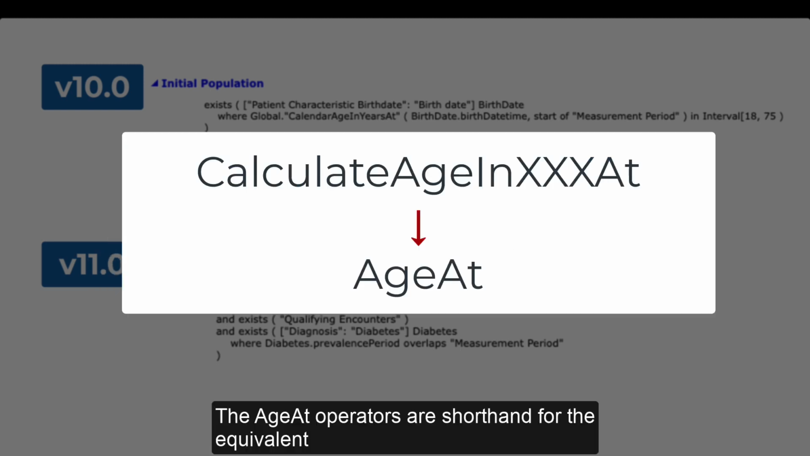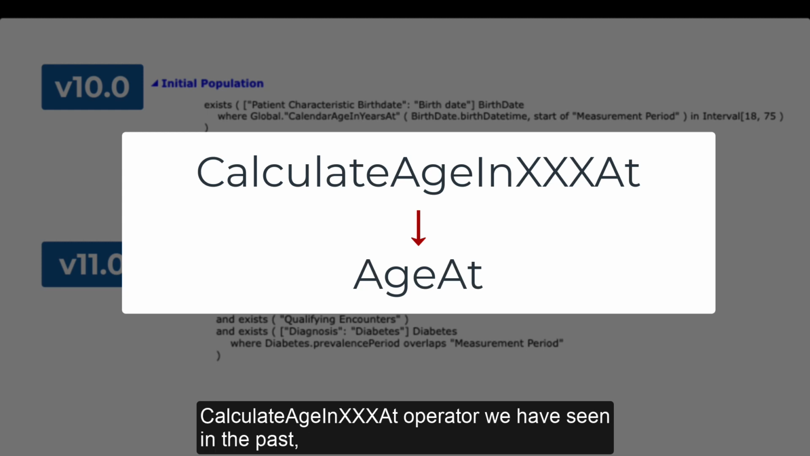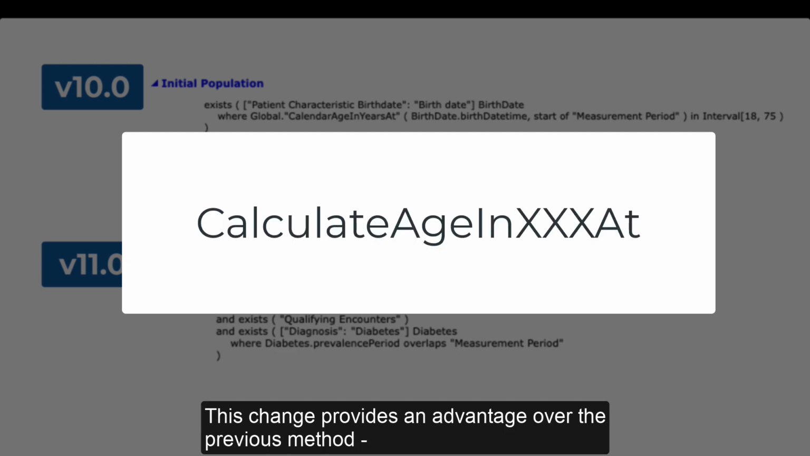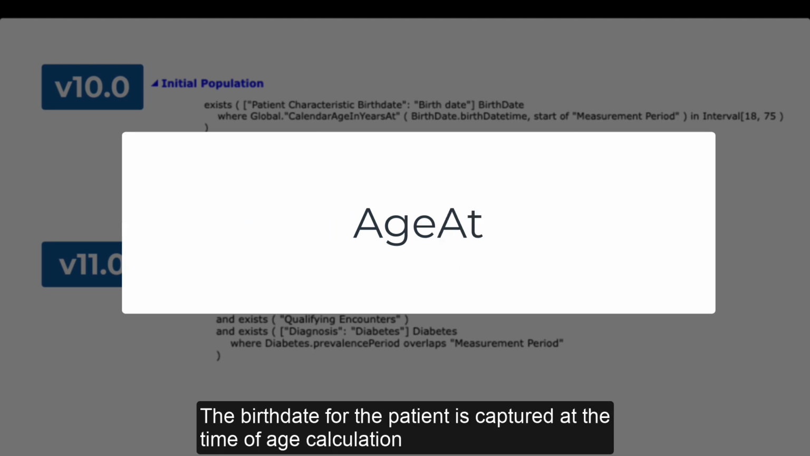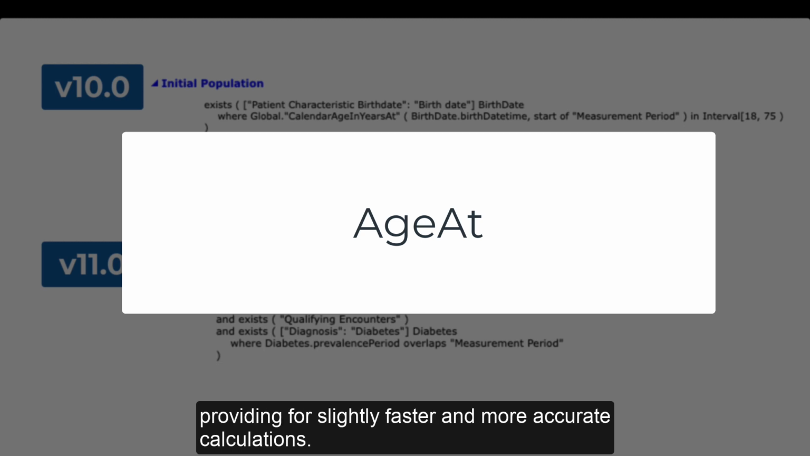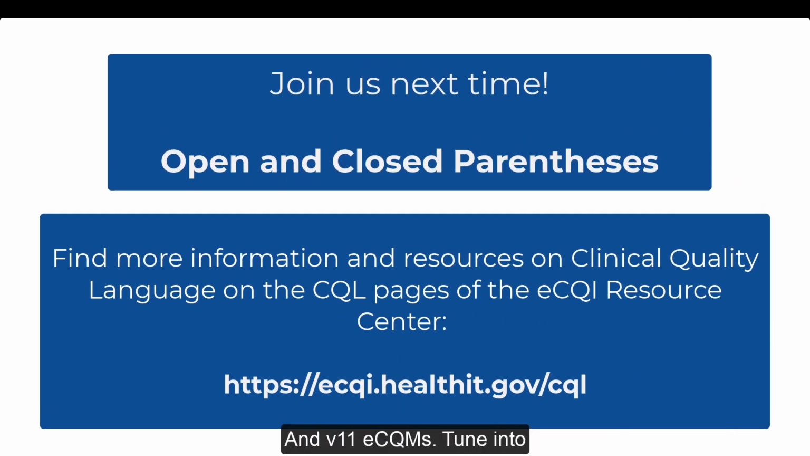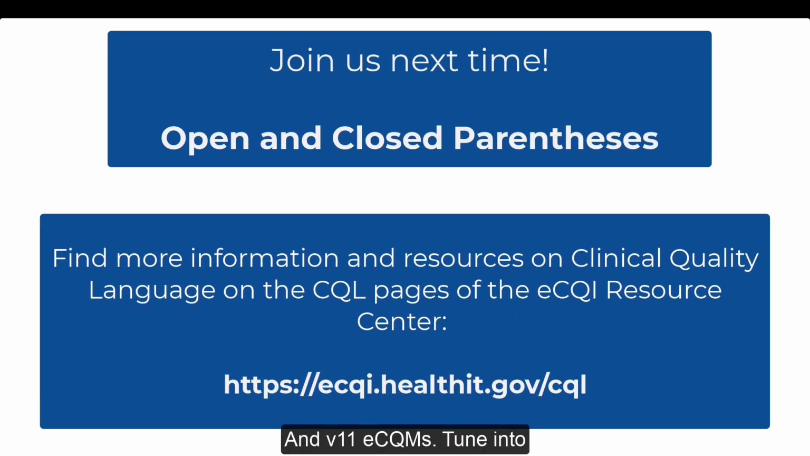The age at operators are shorthand for the equivalent calculate age in years at operator we have seen in the past, passing the birth date from the patient context. This change provides an advantage over the previous method. The birth date for the patient is captured at the time of age calculation, providing for slightly faster and more accurate calculations. You now have a better understanding of the age calculation changes across version 10 and version 11 eCQMs.